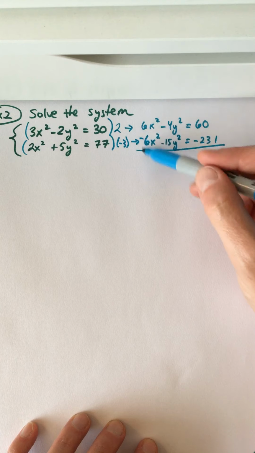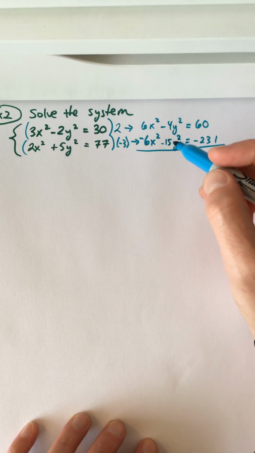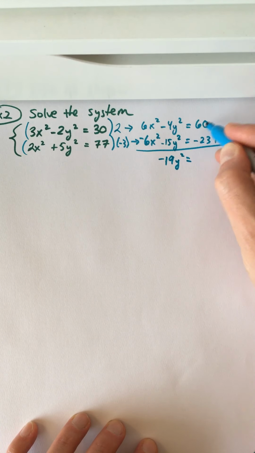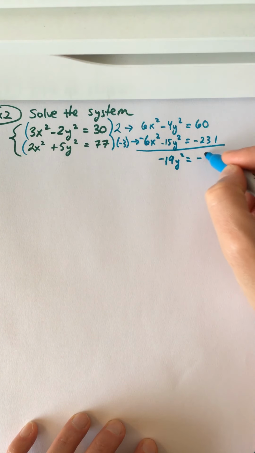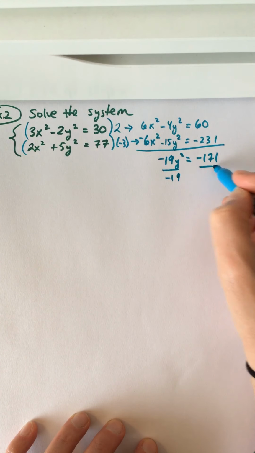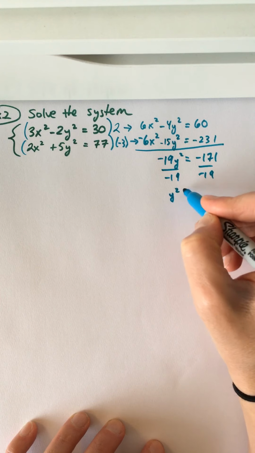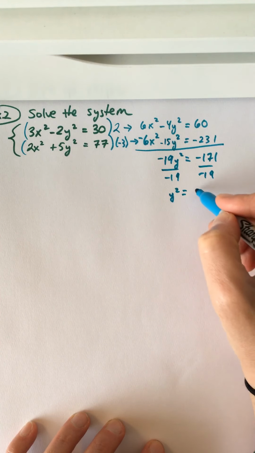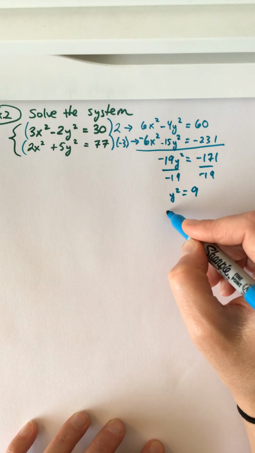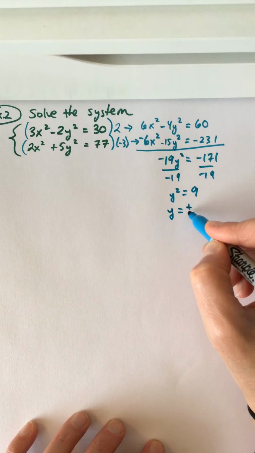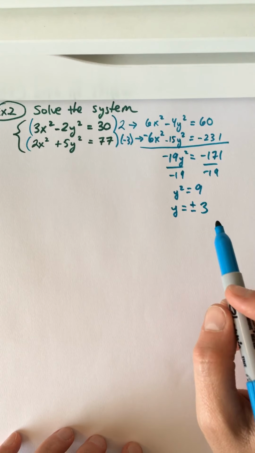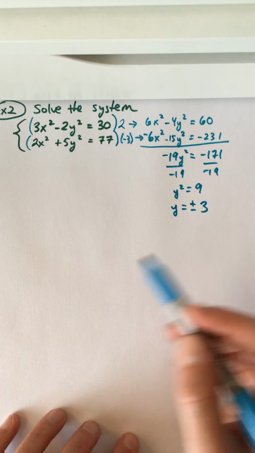So the 6 and the -6 cancel, -4 and -15, when we add those, we get -19y squared. If we add 60 and -231, we get -171. Next, we can divide by -19 on each side to get y squared equals 9. Well, if y squared equals 9, we can think about taking the square root on either side, and y equals positive or -3. So we found 2 values for y.